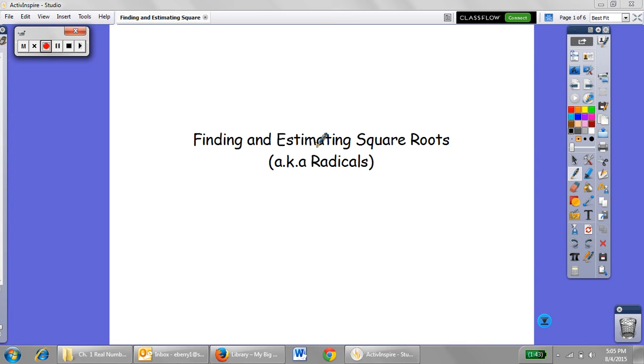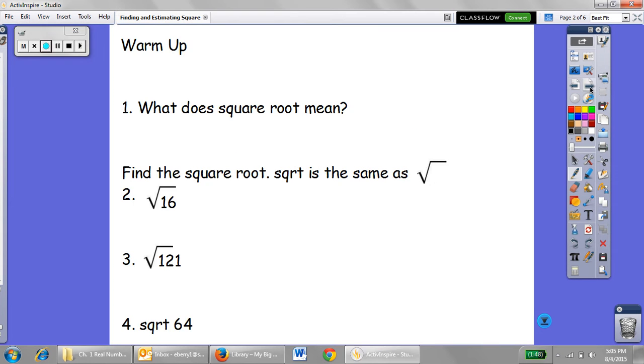Hi students, today we'll be learning about how to find and estimate square roots, also known as radicals. Here's our warm-up. Go ahead and pause the screen and complete this. Now that you've finished the warm-up, let's go over the answers to these questions.